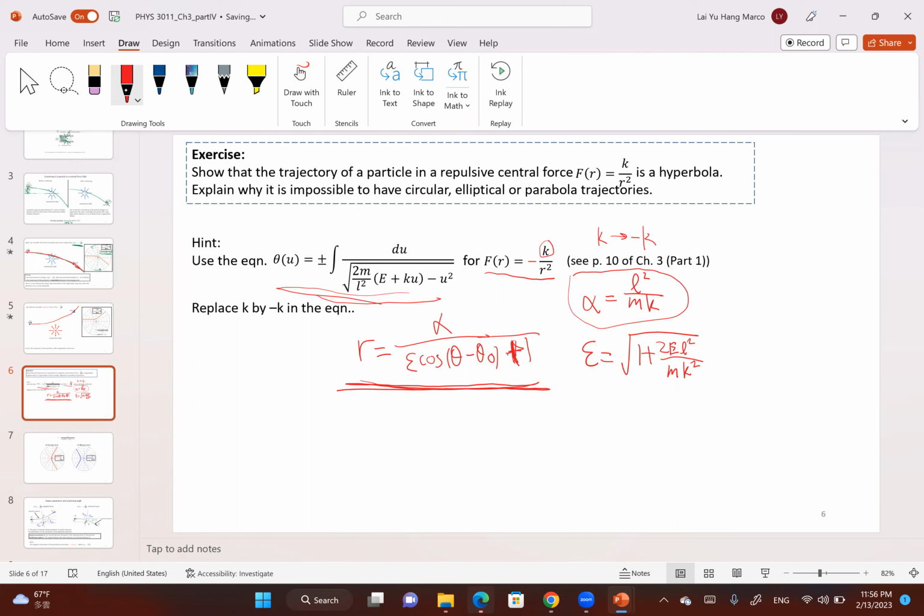You see that alpha contains K, right? Originally, when we talk about attractive force, this alpha would be positive. But because this K is negative, alpha is also negative. However, the epsilon is unaffected because I have this K square here. So it doesn't matter whether K is positive or negative.